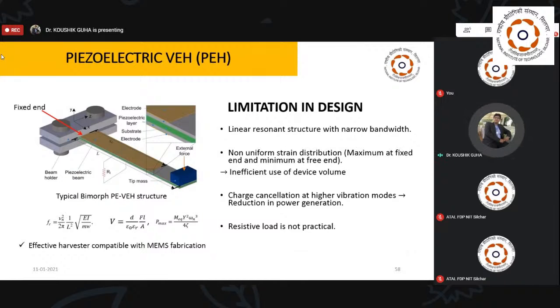So it is an inefficient use of device volume. Then there is charge cancellation at higher vibration modes, reducing power generation. In a piezoelectric device, in higher vibration modes there is the effect of charge cancellation, so the output power is low compared to other vibration technologies. Also, the resistive load is not practical, since it is an enormous, very high resistive load, so it is not going to be practical.